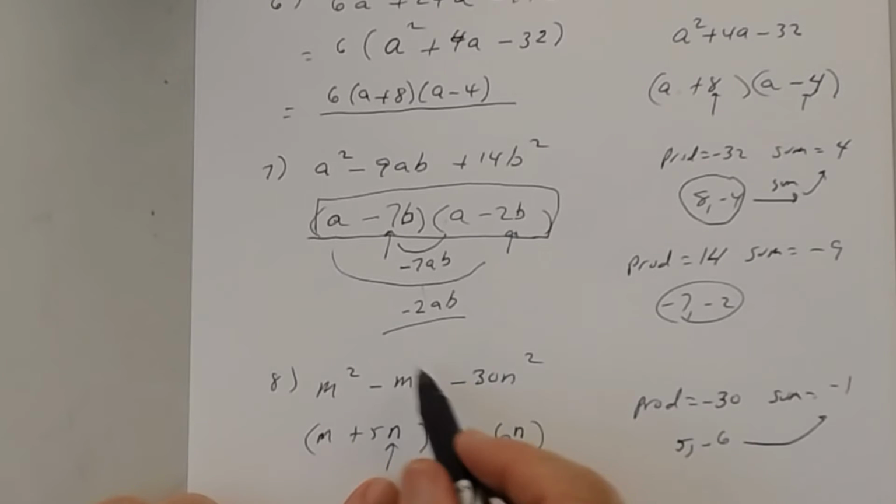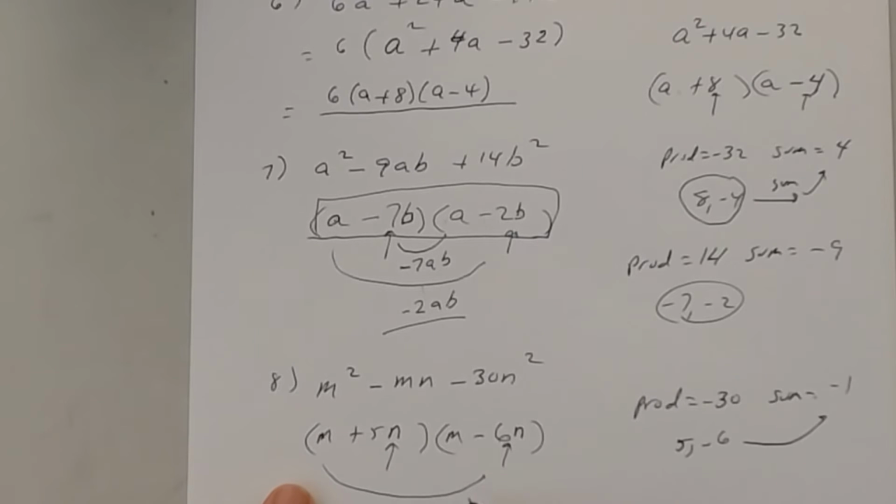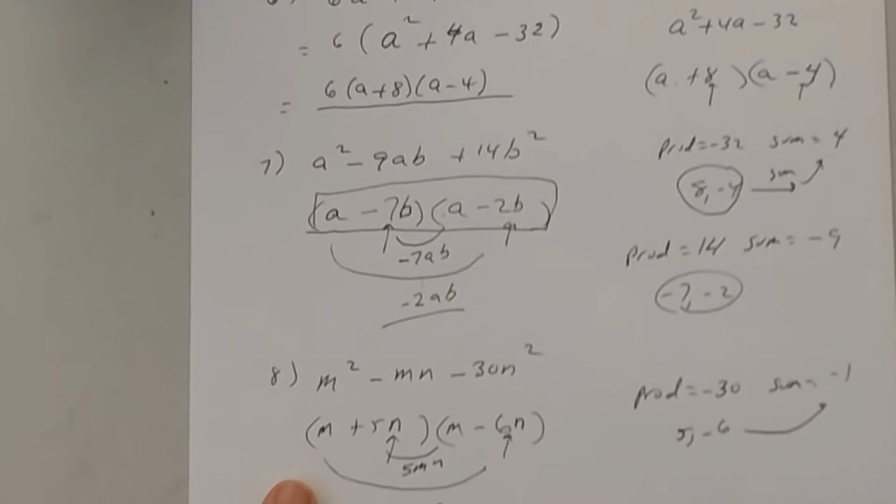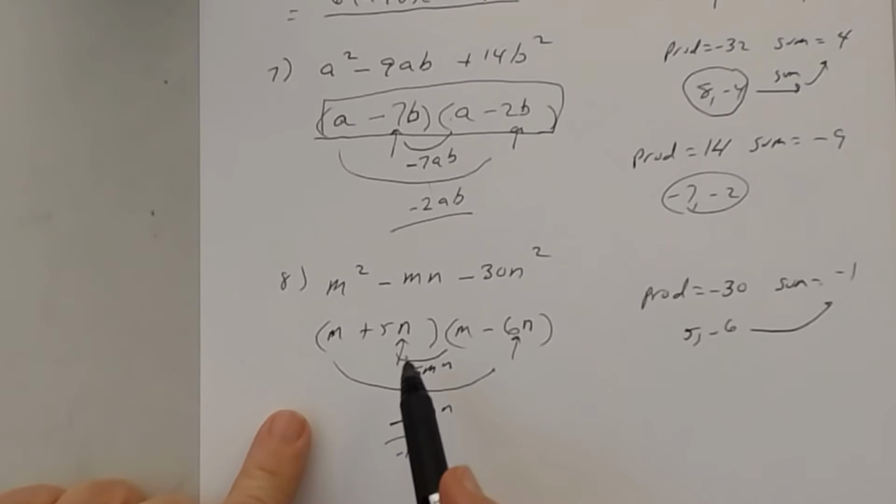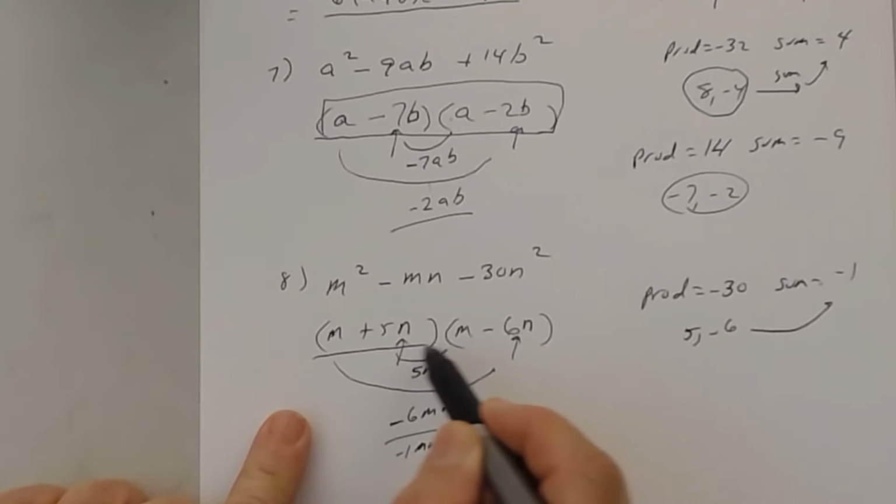Now again, let's check to make sure we get that middle term. What's the outer? What's m times a negative 6n? Negative 6mn. What's the inner? 5mn. And what's 5 and a negative 6? Negative 1mn, which is what you wanted. Okay, negative 1mn. So there's your answer right here.